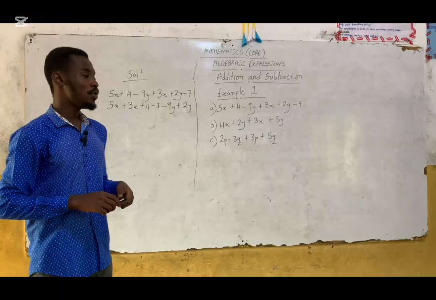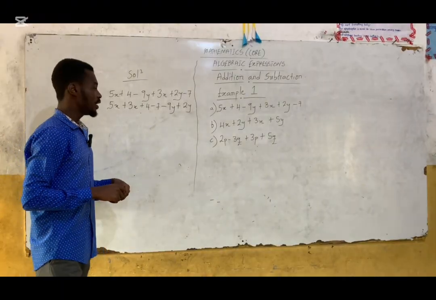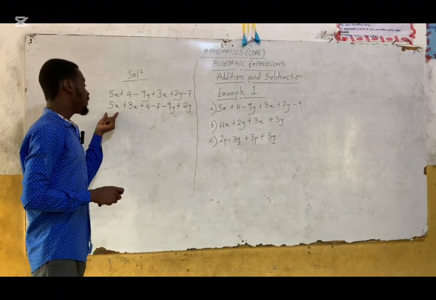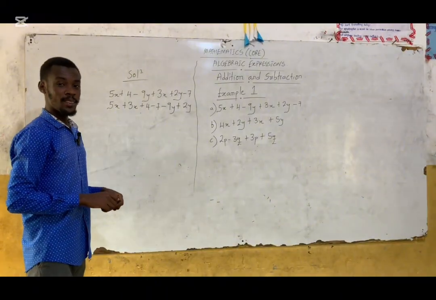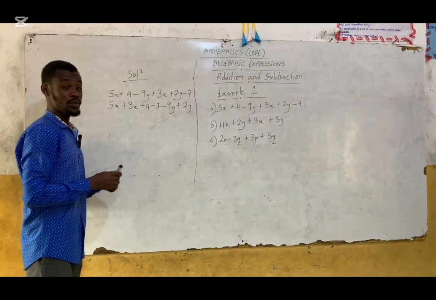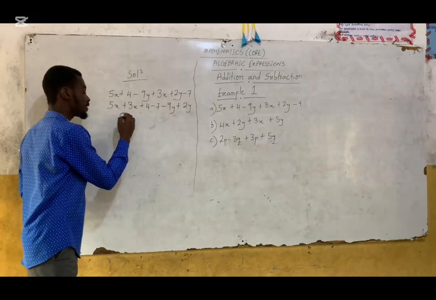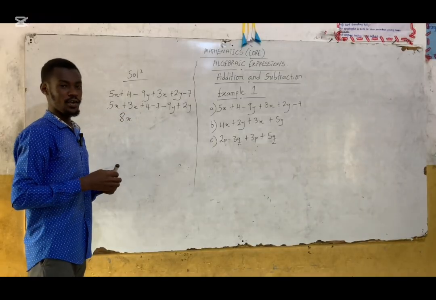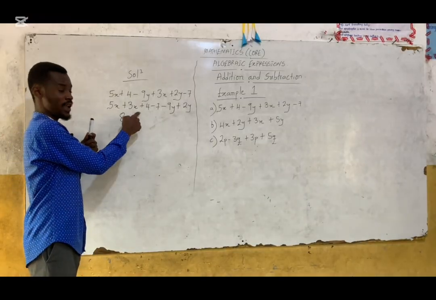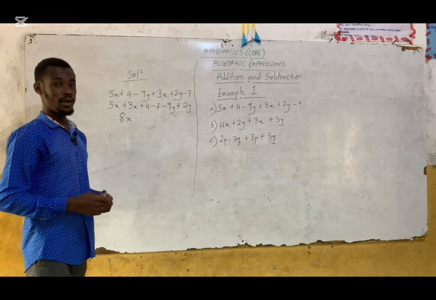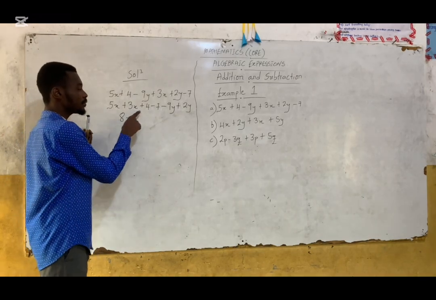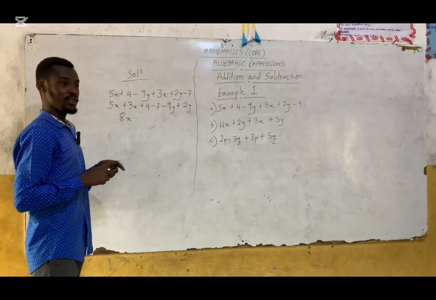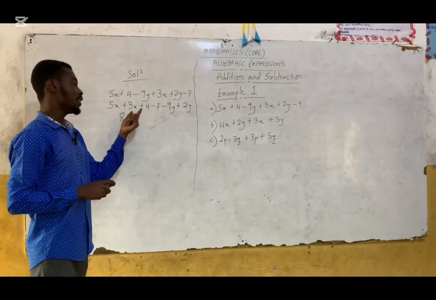Once you finish grouping like terms, this is what you are going to do. 5x plus 3x. 5 mangoes plus 3 mangoes, you are going to get 8 mangoes. Are we okay? 5x plus 3x gives us 8x. Very simple. Now, 4 minus 7. This is very simple.